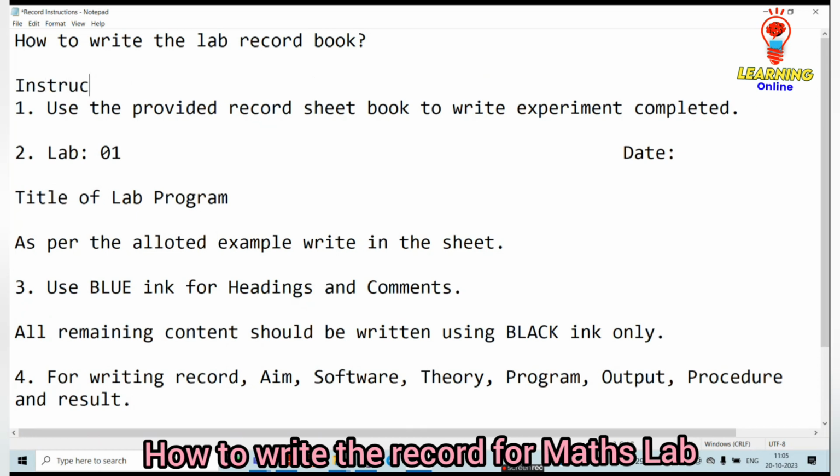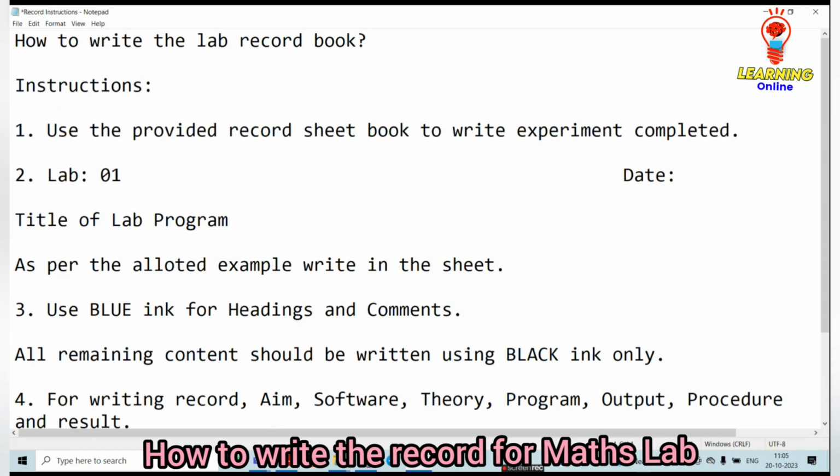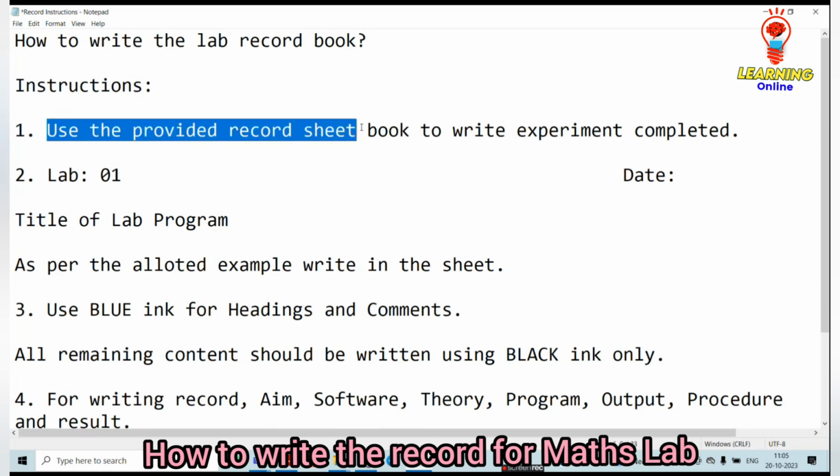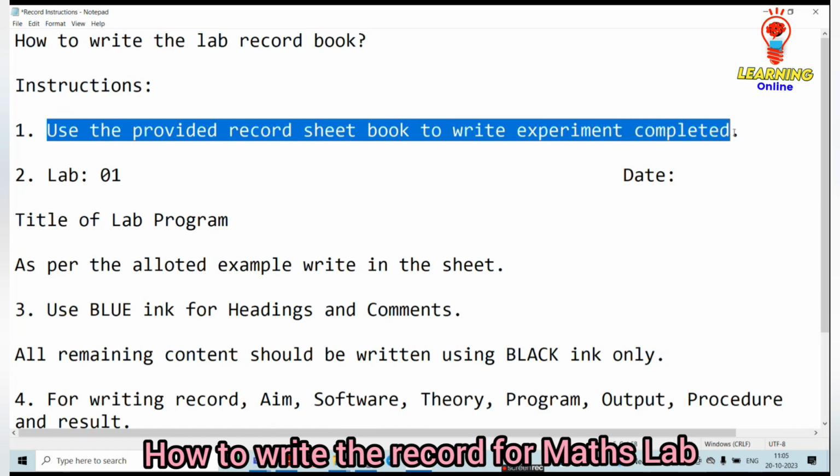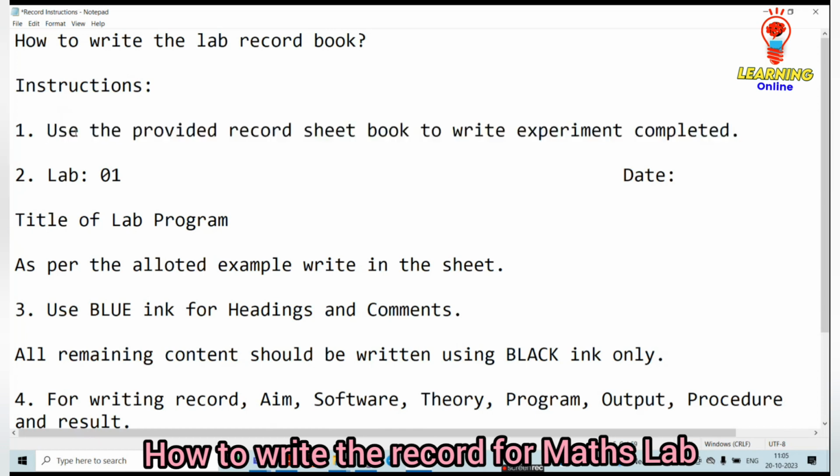How you can write your record. Whatever experiment you have completed, that is the programs, use the provided record book sheets to write the experiments you completed. Before writing this, kindly execute all the code, verify the output, then you can write the same.